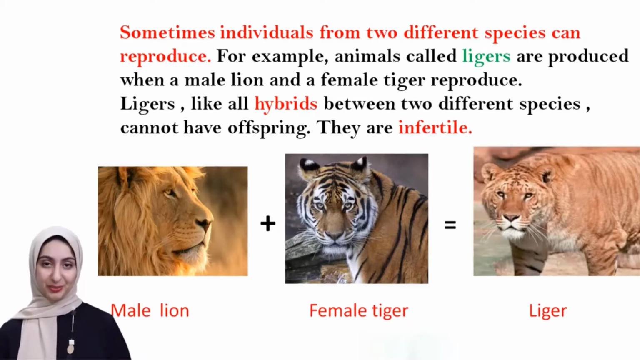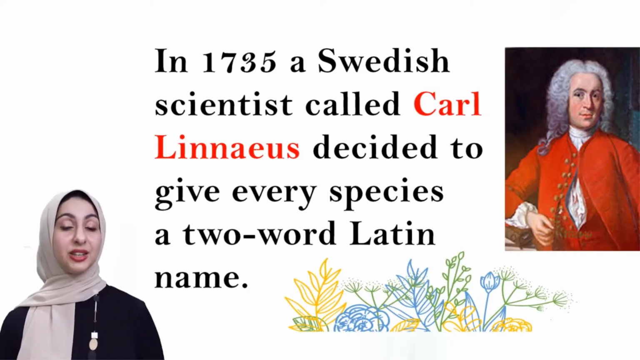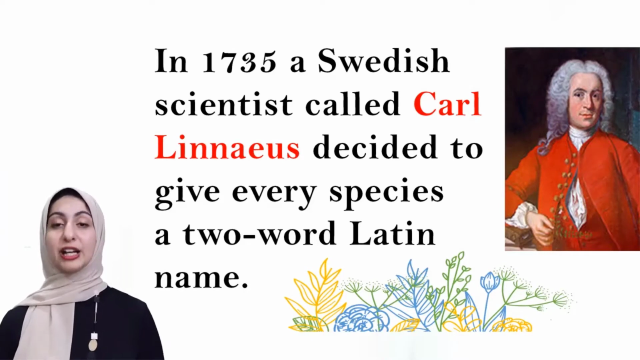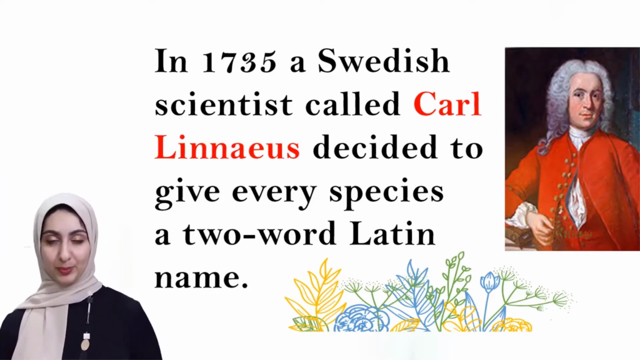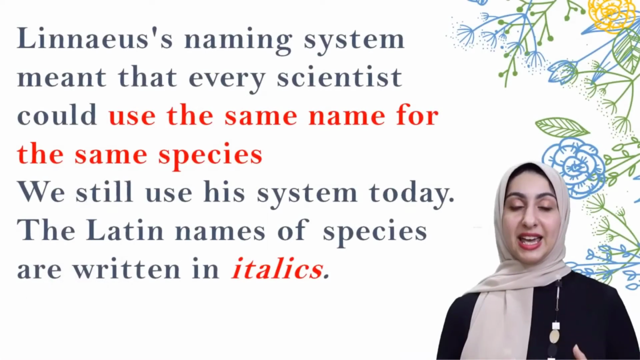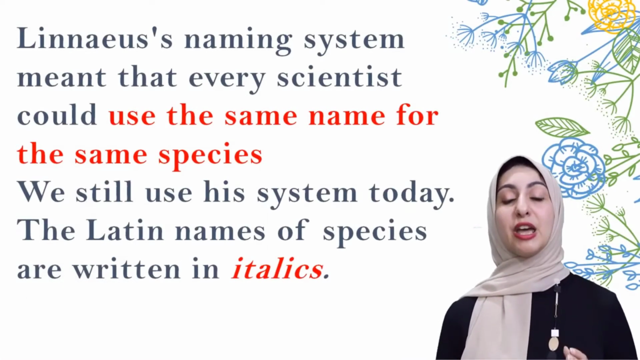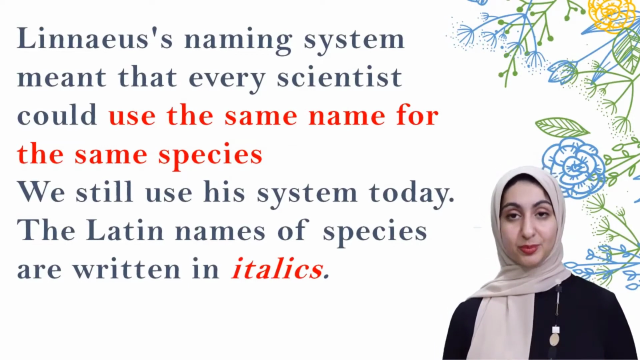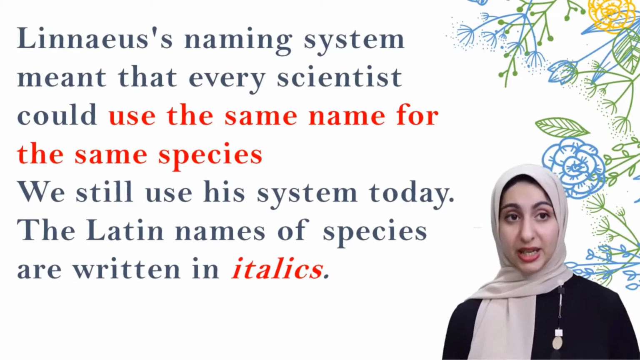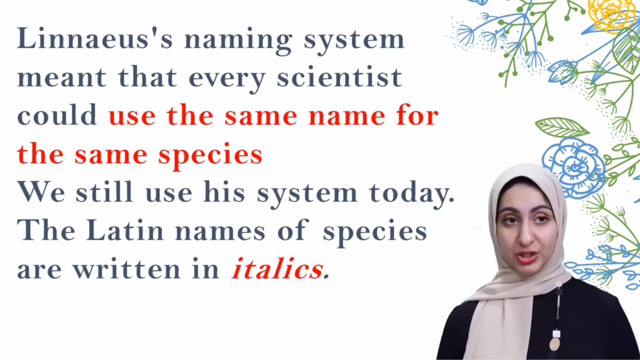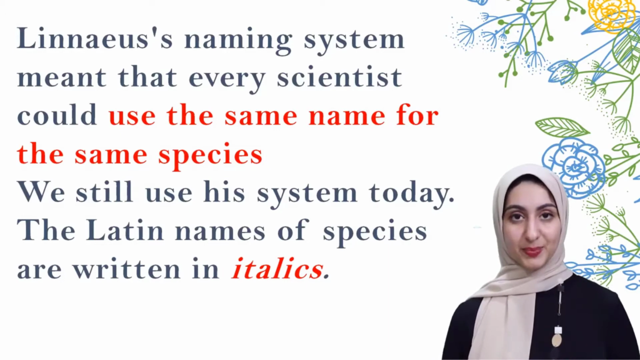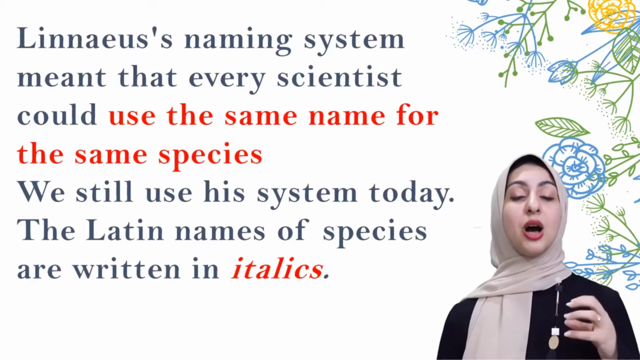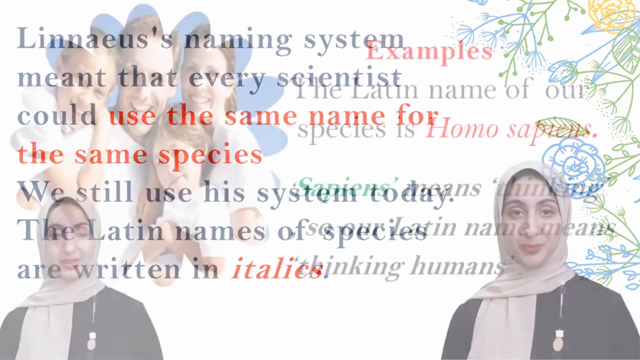Carl, in 1735, decided to give every species a two-word Latin name. His system meant that every scientist could use the same name for the same species, and we're still using his system today. The Latin names of species are written in italics. Italics is a font type, which I used to write the word italics on the board.